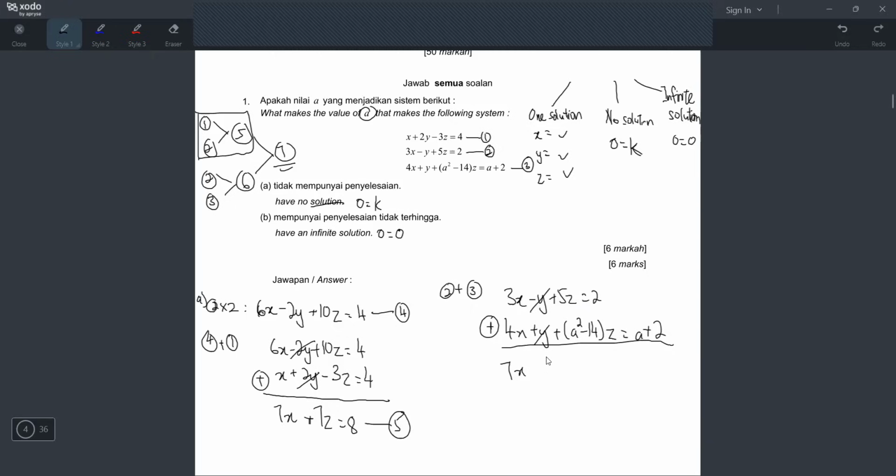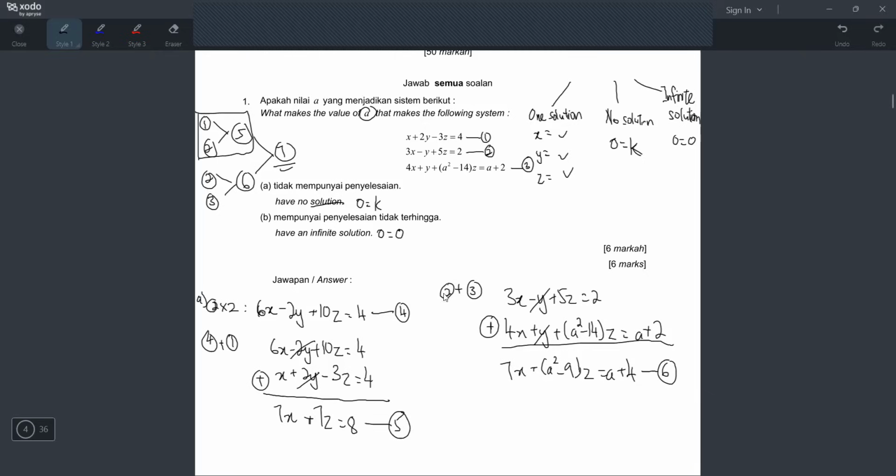So for z, 5z plus (a squared minus 14)z. I will take the coefficient of z plus the coefficient of z. So you become 5 plus a squared minus 14, which is a squared minus 9. Let me just double check with the calculator. Yeah, correct, so a squared minus 9. And of course, you have to close the bracket and write the z beside it. And then what is 2 plus a plus 2? Well, this is a plus 4, because 2 plus 2 is 4. I end up with this equation, and this one is equation 6.